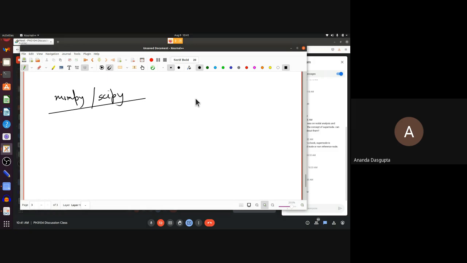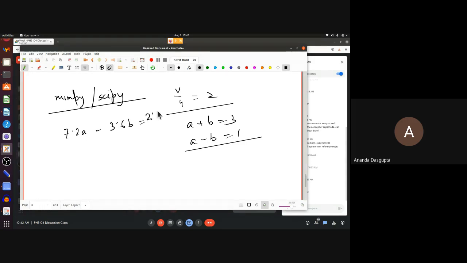Now, of course, if you have an equation like v/4 equals 2 and you use a computer to solve it, that is horrible. Or if you get something like a plus b equals 3 and a minus b equal to 1 and you need a computer to solve it, that's horrible. But if you have 7.2a minus 3.6b equals 2.4 and 1.5a plus 16b equals something, I don't really want you to spend a lot of time trying to solve it by hand.